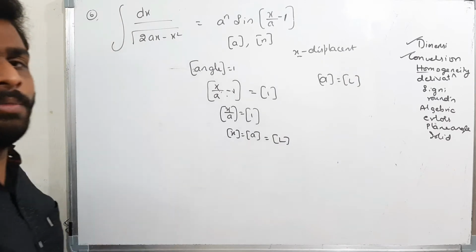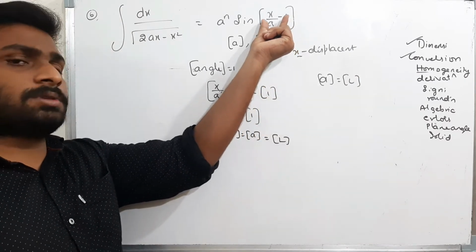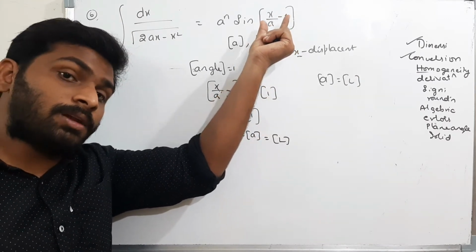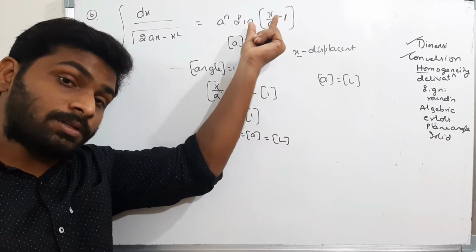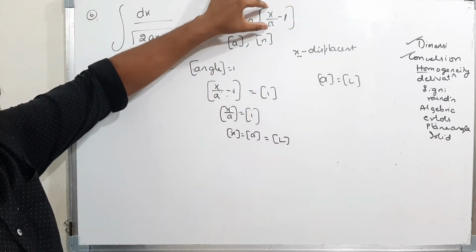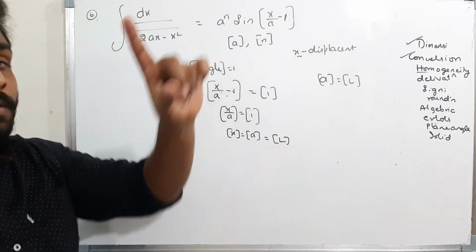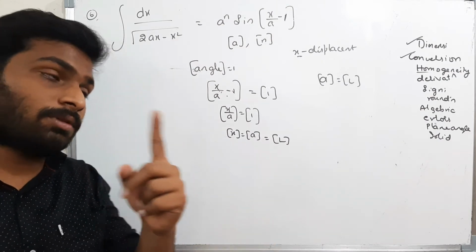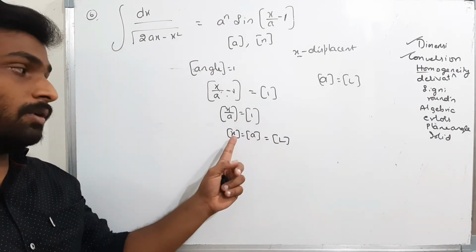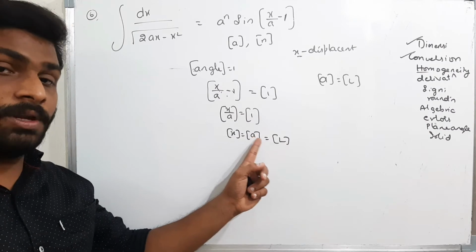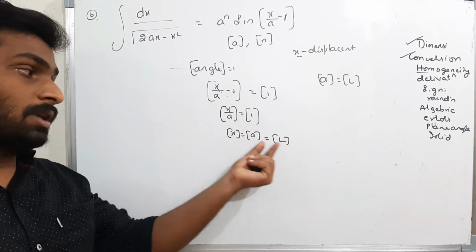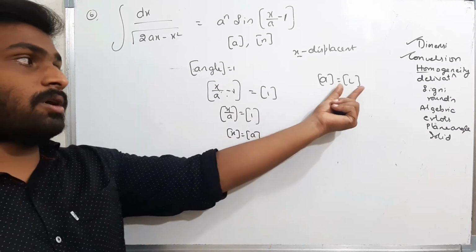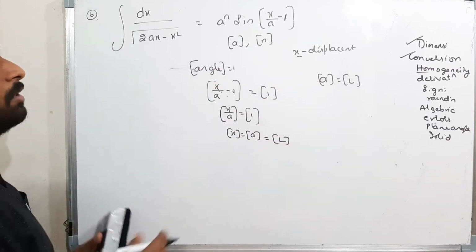Simply use the principle of homogeneity. I am subtracting two terms. If I am subtracting two terms, then the dimension formula must be same. Therefore, dimension formula for x by a must be equal to dimension formula for 1. 1 is nothing but a constant. Therefore, dimension is 1. Therefore, dimension of x must be equal to dimension of a. What is the dimension of x? That is L. Therefore, dimension of a we got as L. Now, how to find the dimension of n?